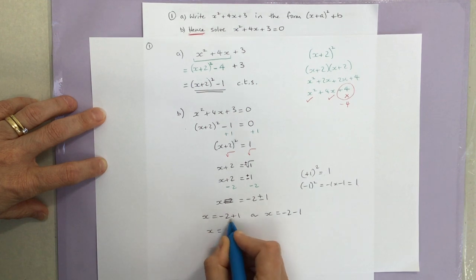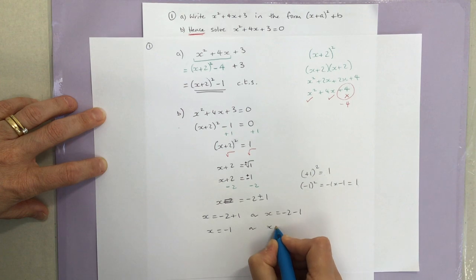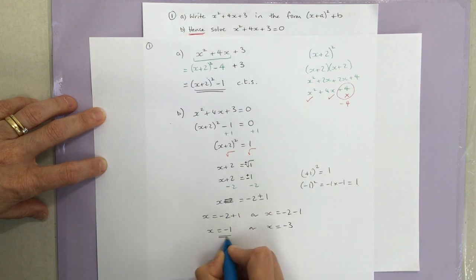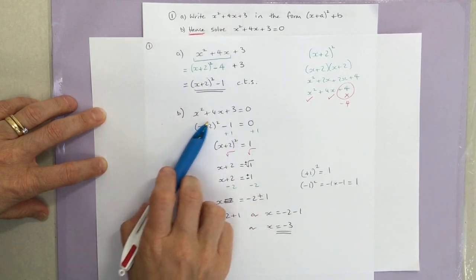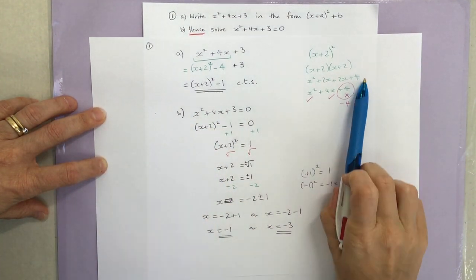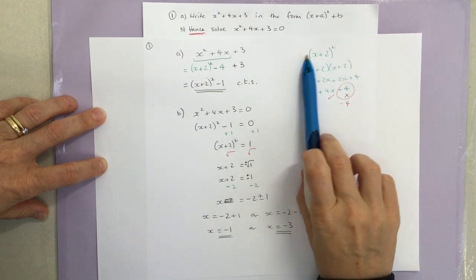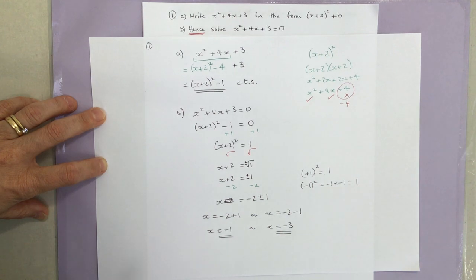So final answer: minus 2 plus 1 is minus 1. Minus 2 minus 1 is minus 3. And there's our two solutions. And we were expecting two solutions because it was a quadratic we were asked to solve. So that's our first example. I'm not going to go through this part in the next examples, but you can always do this part to check. So we're going to go through a few more of these in the next few examples.